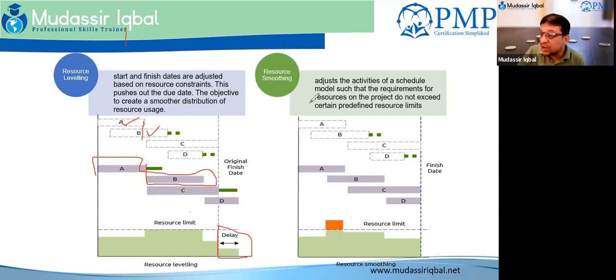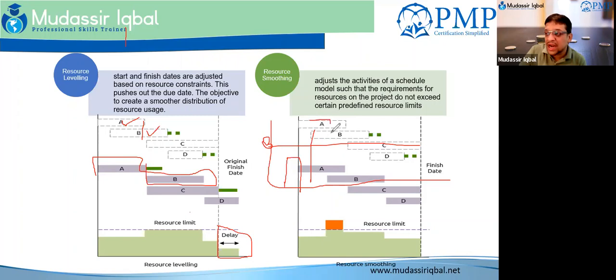What we are looking at in resource smoothing is more that I, Mudassar Iqbal, am supposed to work 8 hours a day. One day I'm doing 4 hours of work, another day 8 hours, another day 6 hours. You just try to smooth out my work so that I can be working 7 or 8 hours on average every day. But again, resource smoothing might not work.